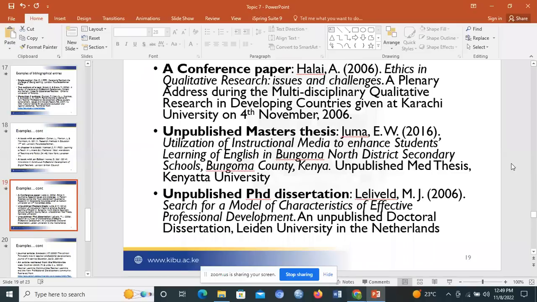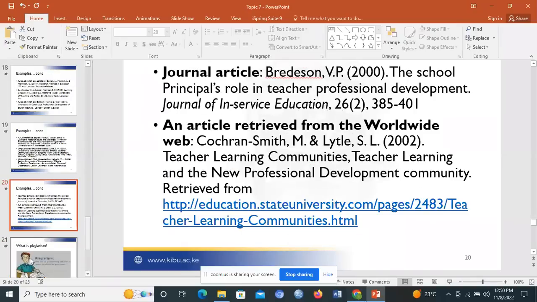You can also have an unpublished PhD thesis. Again, you will go in the same way. For example, we have this one of Lelyveld, MJ, 2006, entitled Search for a Model of Characteristics of Effective Professional Development, an unpublished doctoral dissertation, Leiden University in the Netherlands. I hope you are seeing how the citation is being done.